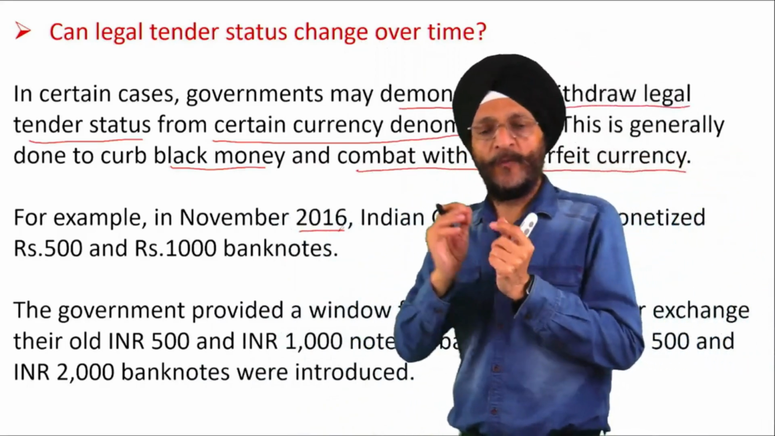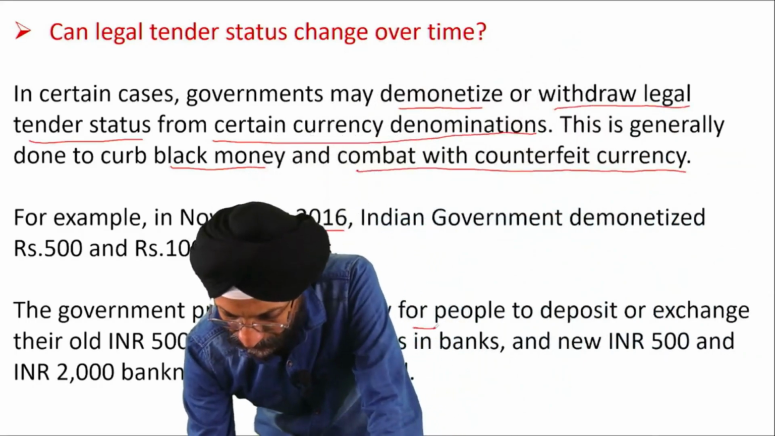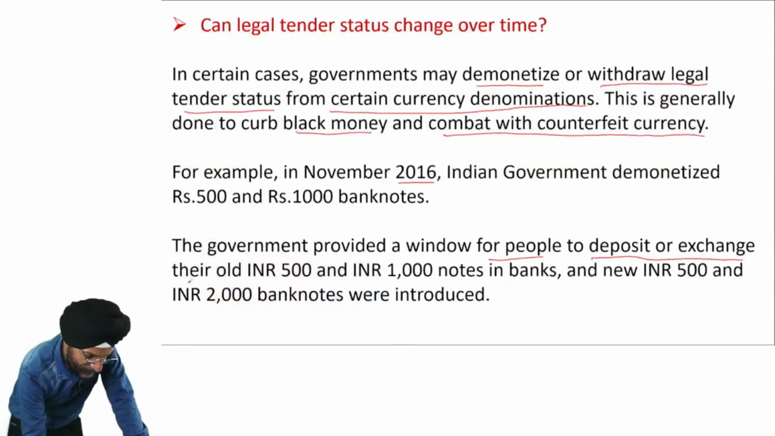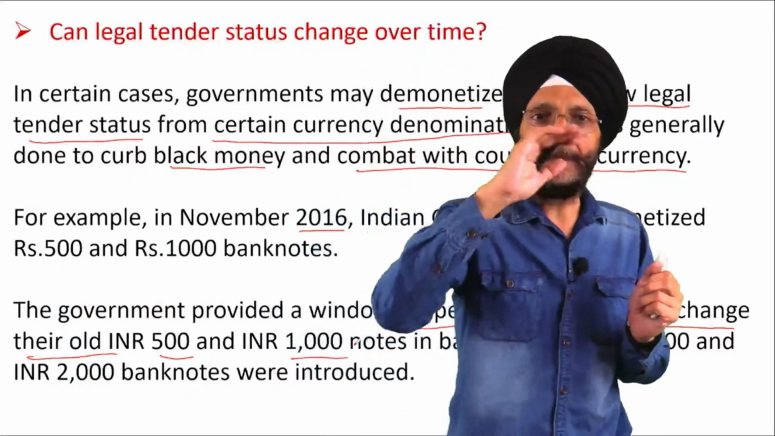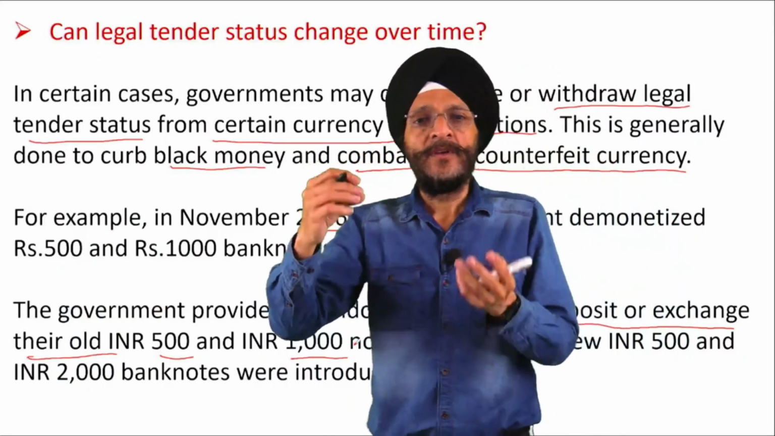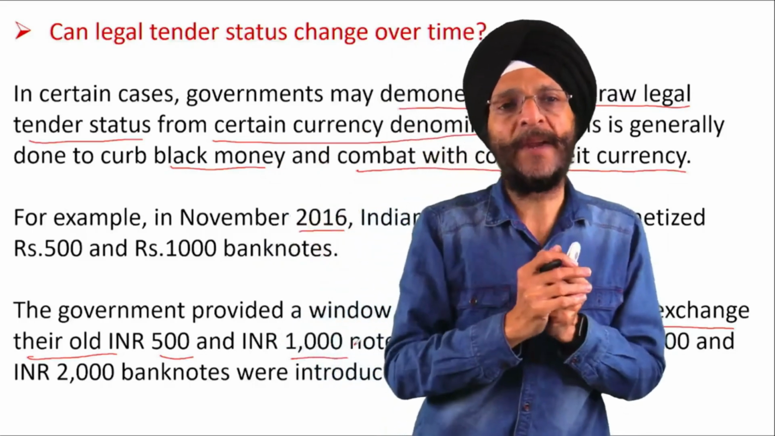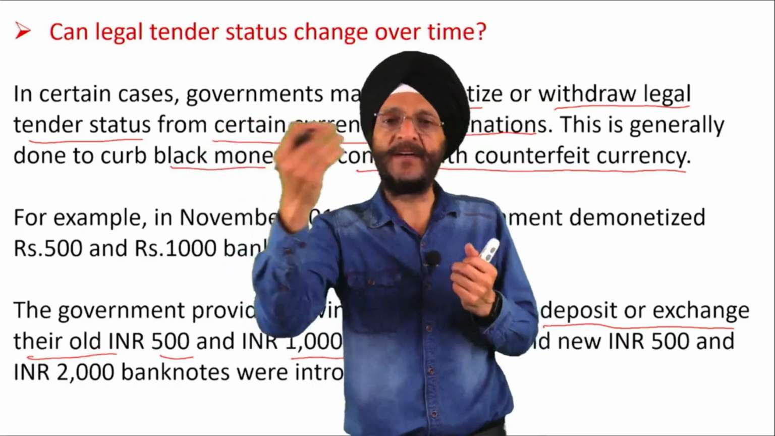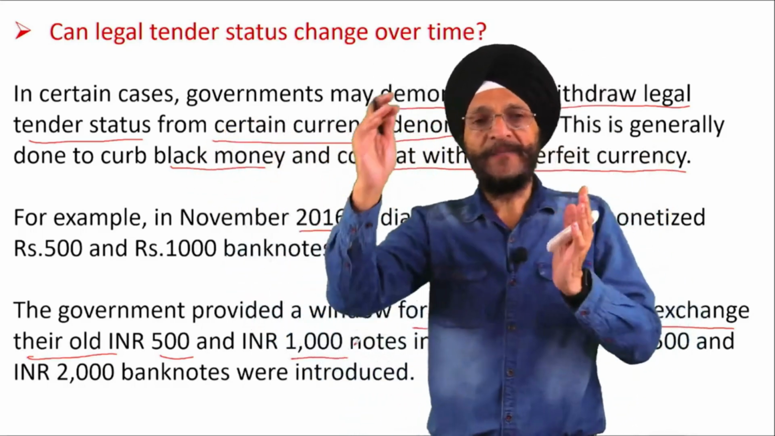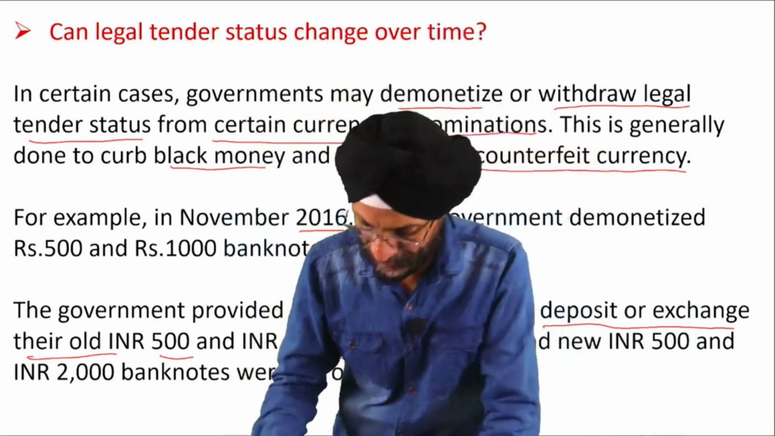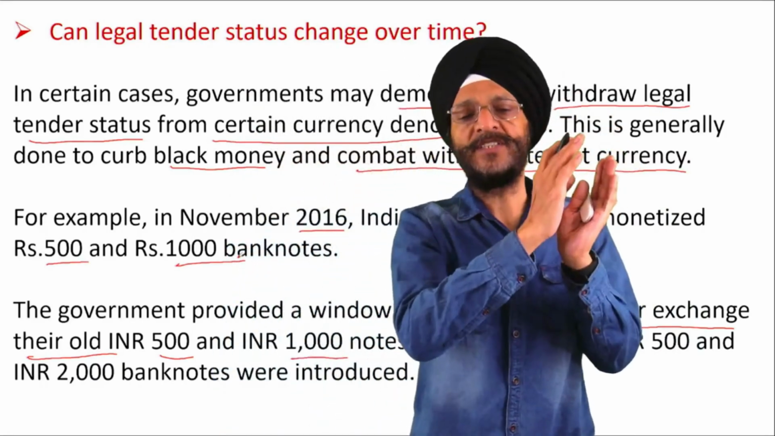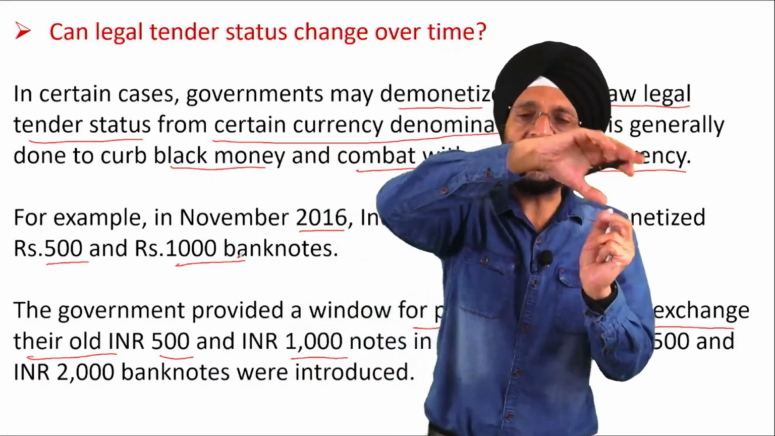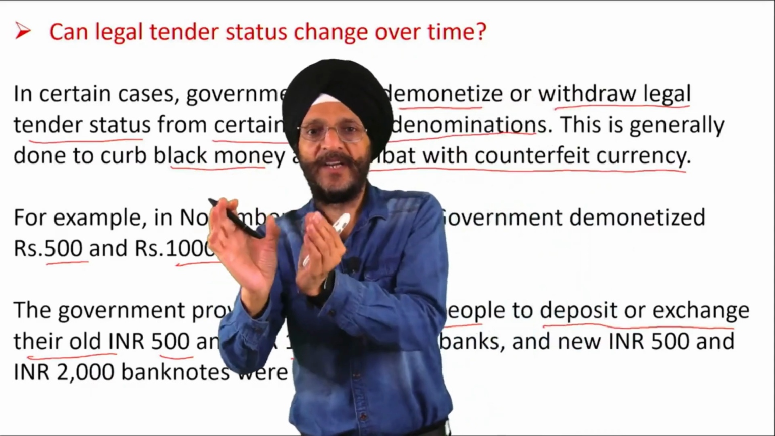The government provided a window to the people to deposit or exchange their old 500 and 1000 Indian rupee notes in banks and get new 500 rupee and 2000 rupee bank notes from the banks in exchange. By withdrawing the legal tender status from these currency notes, the value of those notes which were used at that time became zero from a particular date.